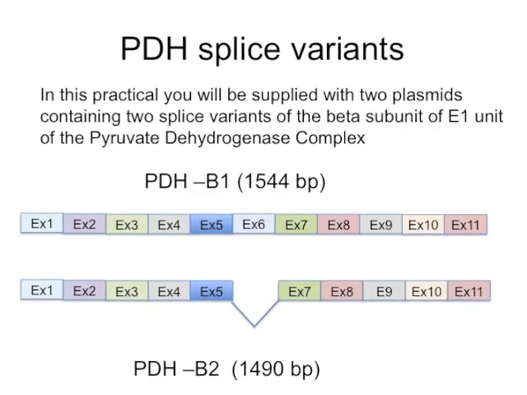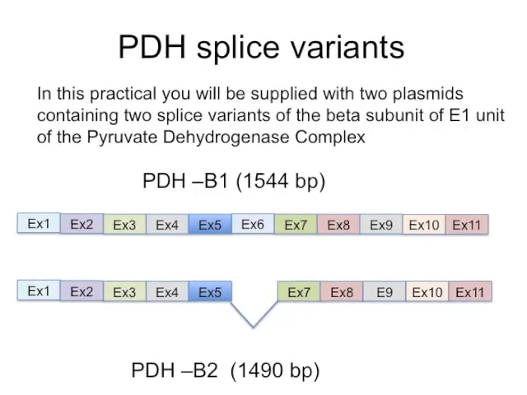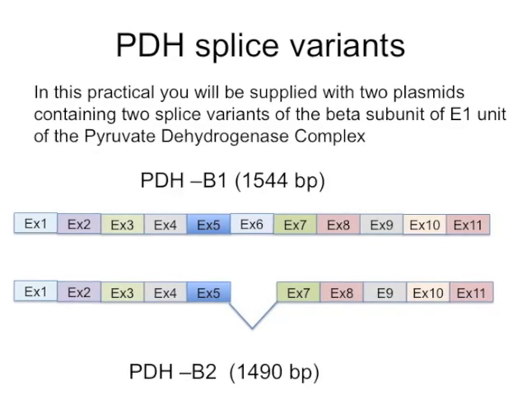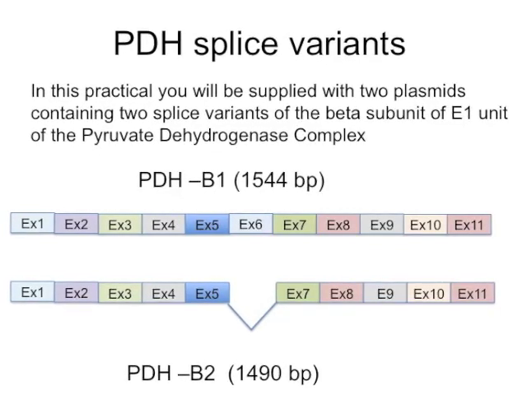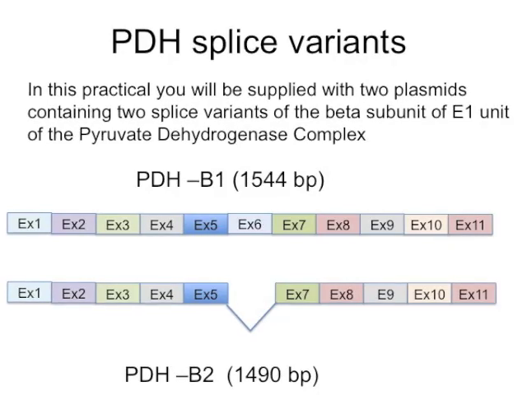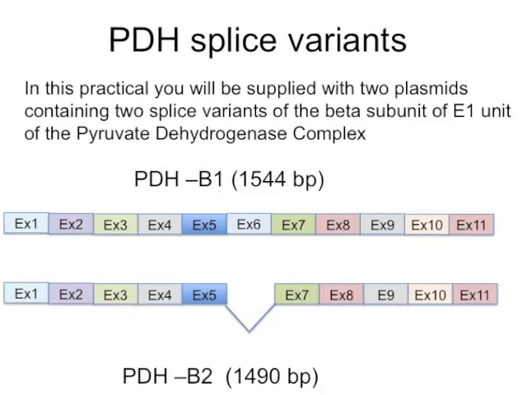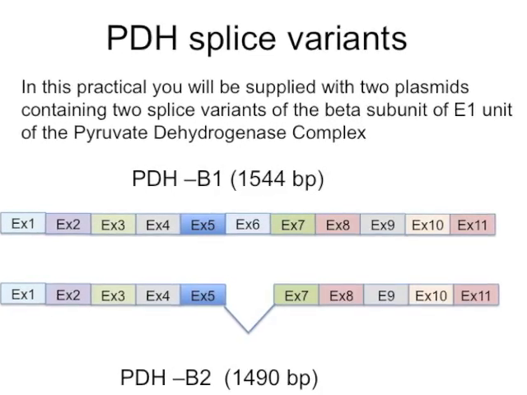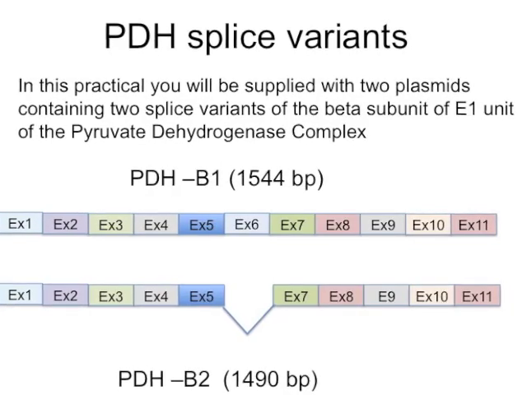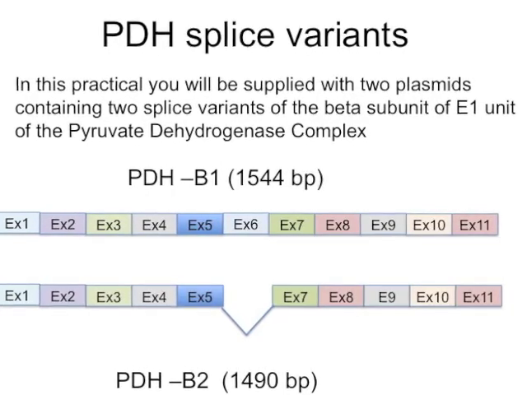You will be looking at 2 cDNA clones of the PDH beta subunit. One of them contains 11 exons, and the other one is a splice variant in which exon 6 is not in the sequence.